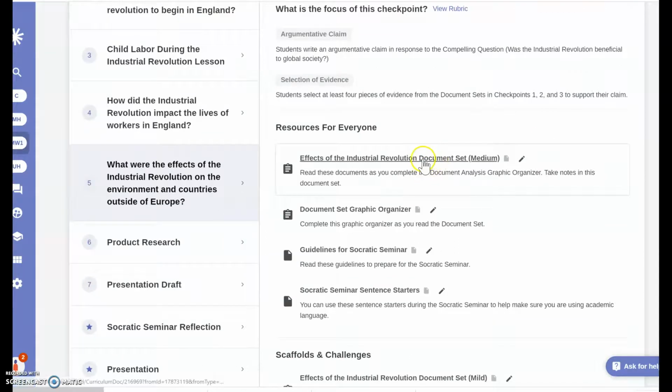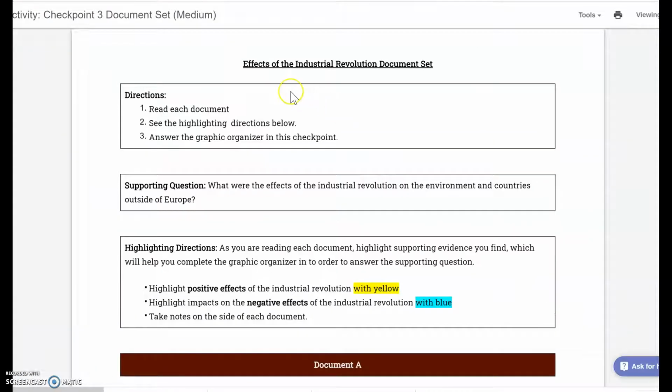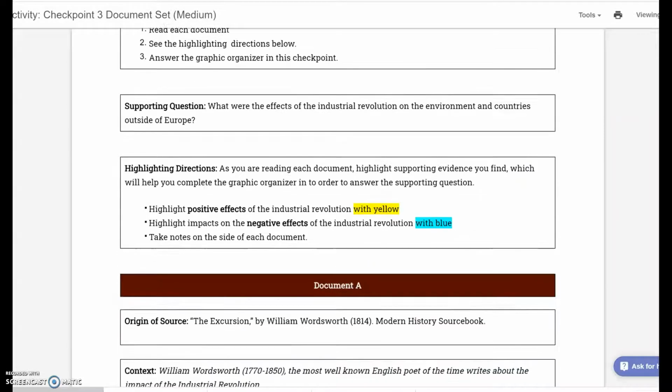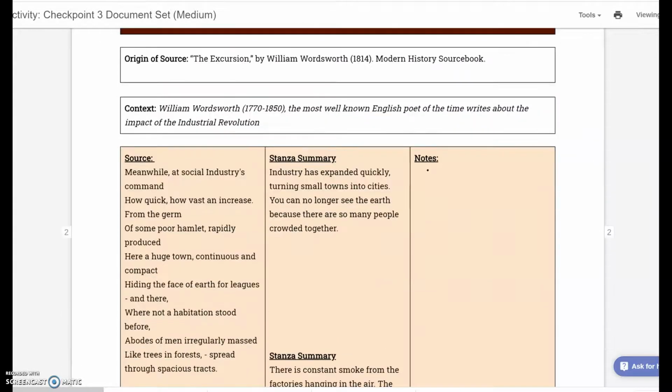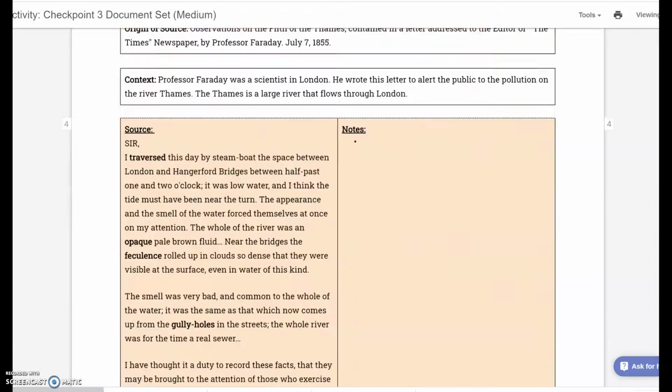There is a document set and there's a graphic organizer. Read each document and then see these highlighting directions. And then you could also complete the graphic organizer along with this. So the question is, what were the effects of the Industrial Revolution on the environment in countries outside of Europe? You're going to highlight the positive effects of the Industrial Revolution in yellow, highlight the negatives with blue, and then take notes on each document. So that is what you are doing here.